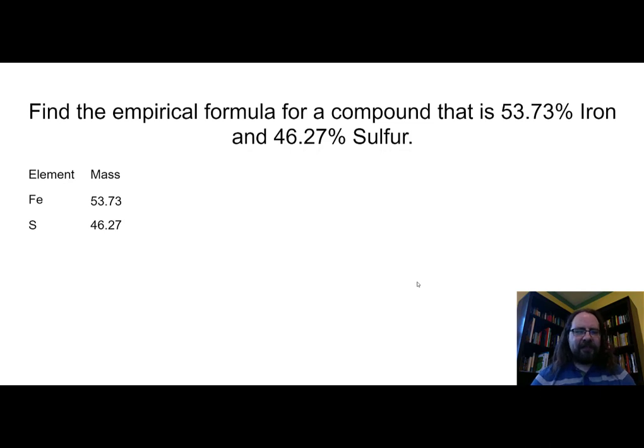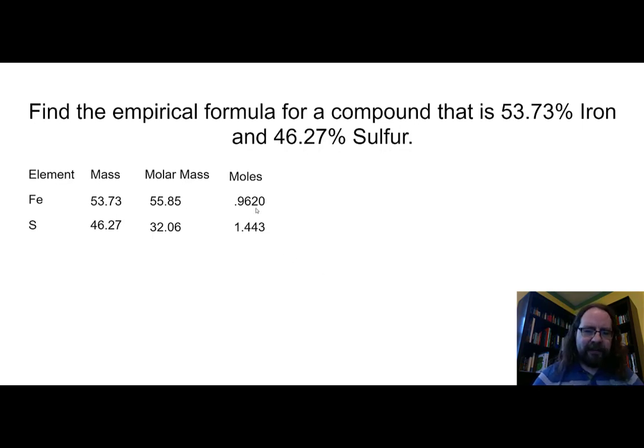Again, turning my percentages into masses, and now taking the molar mass of each element, we got 55.85 for iron and 32.06 for sulfur. This gives me 0.9620 moles of iron and 1.443 moles of sulfur. Now, one thing you should immediately notice is, here's my smaller number. This is not a whole number multiple of that. In fact, when we do the division, obviously that first one's going to come out to 1 because it's dividing by itself, but the next one comes out to 1.5. Now, there's no such thing as an empirical formula where a number is not a whole number.